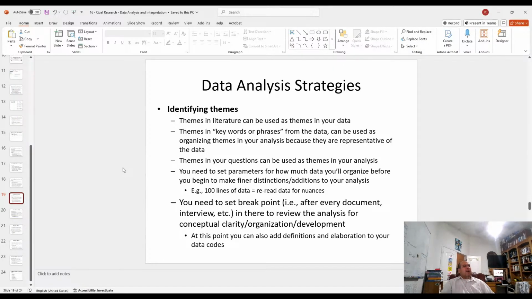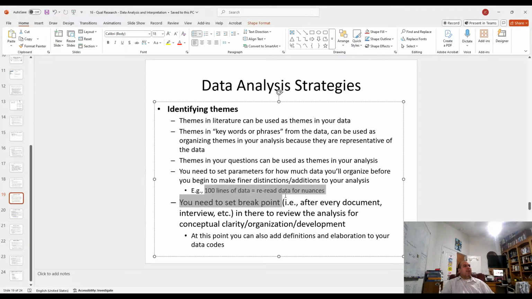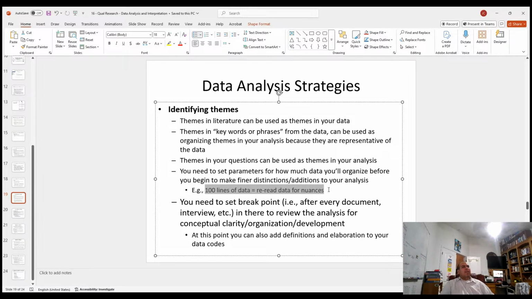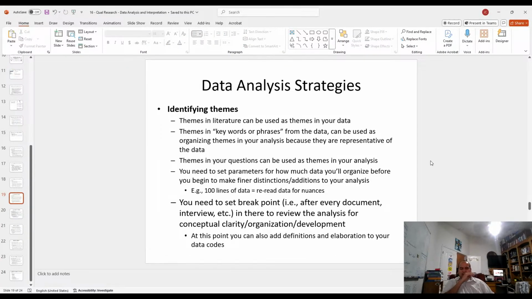And I just, for myself, I have this sort of 100 line data maximum, right? So what does that mean? Say you're finding a lot of things on institutional racism in the document. Everybody's talking about institutional racism. You're starting to code everything under institutional racism. Well, at some point you have too much data, right? You have 50 pages on institutional racism. Well, my maximum is once you have 100 lines of data under institutional racism, you've got to reread all of it to see if there are nuances and all of that.